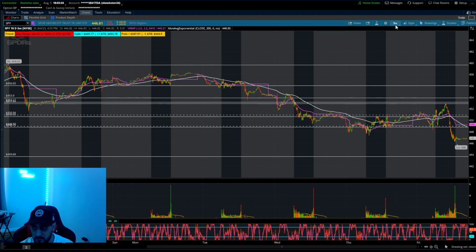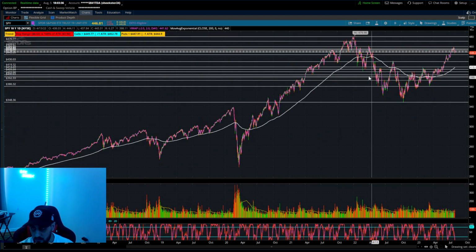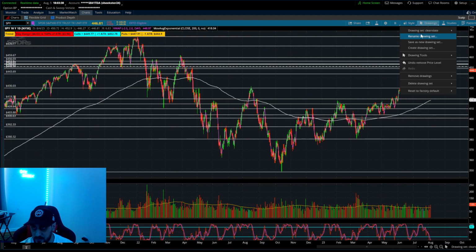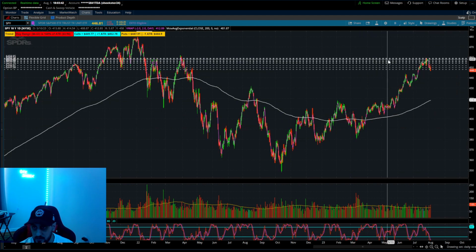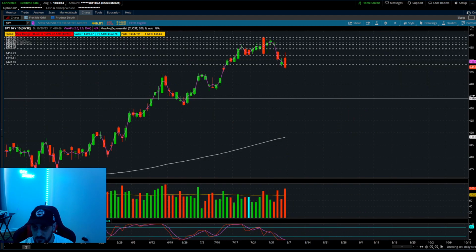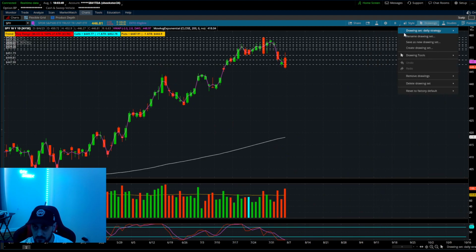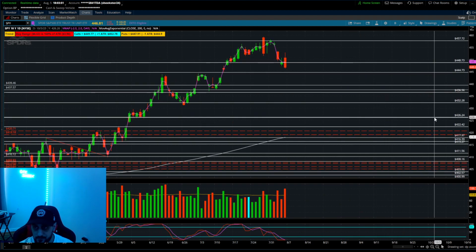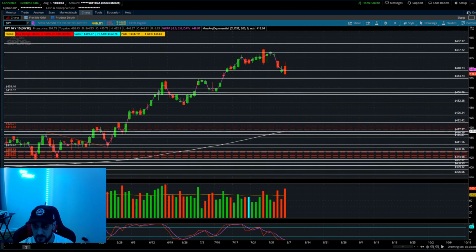446 is, I believe, a support level as well. I don't have them all marked out on this one because I just started doing this. But if I go to my, where are you? I think it's in here. No, sorry. Let me see. I have a bunch of levels marked out. As you can see, me and Dan actually drew these levels out. 444, big level right there. So that's what you're looking for.